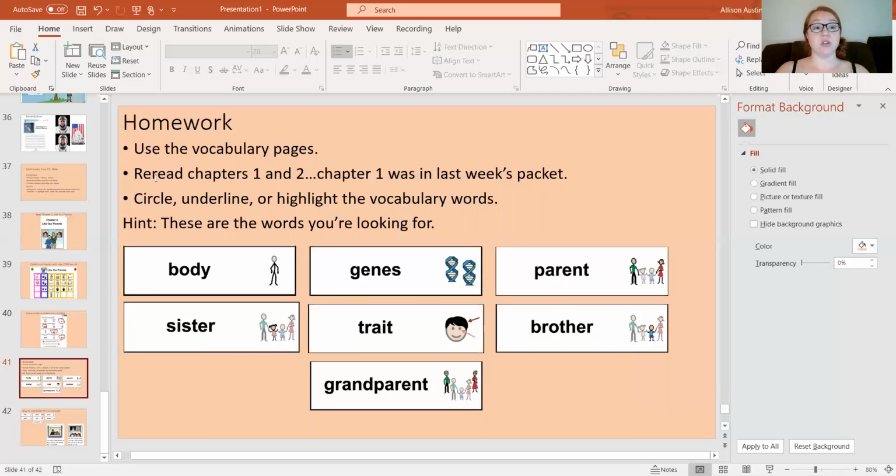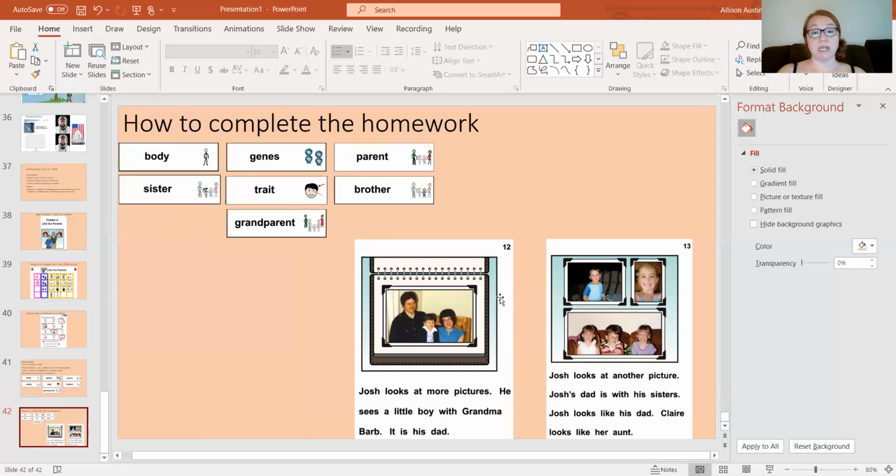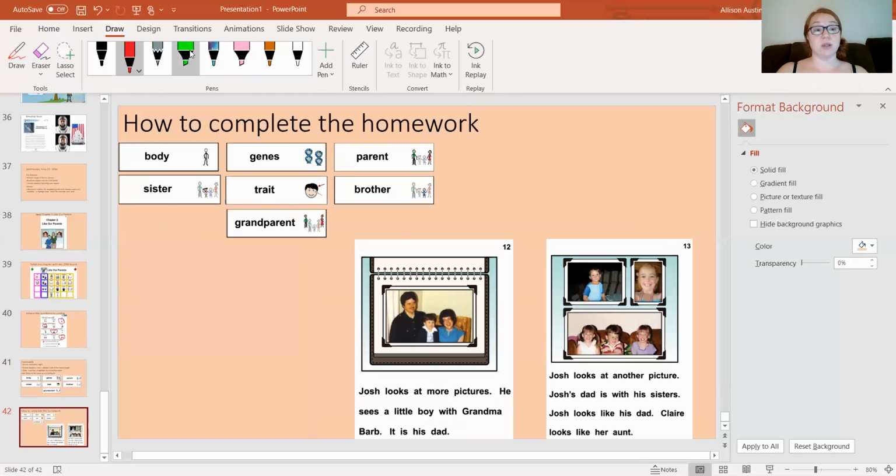And then you're going to use the vocabulary pages, reread chapters 1 and 2, chapter 1 in last week's packet. You're going to circle, underline, or highlight the vocabulary words. So these are the words we've looked at so far. So here's an example of how I want you to do it. Here are 2 pages from the chapter, page 12 and 13. This is just an example. And what you're going to do is you're going to either underline, circle, or highlight these words inside of the page, inside of the book.